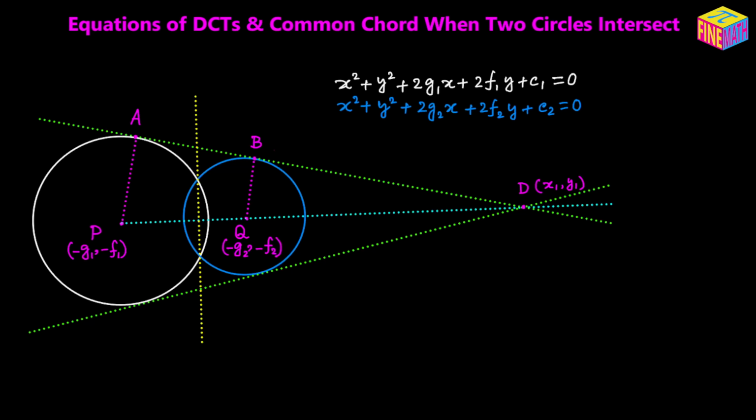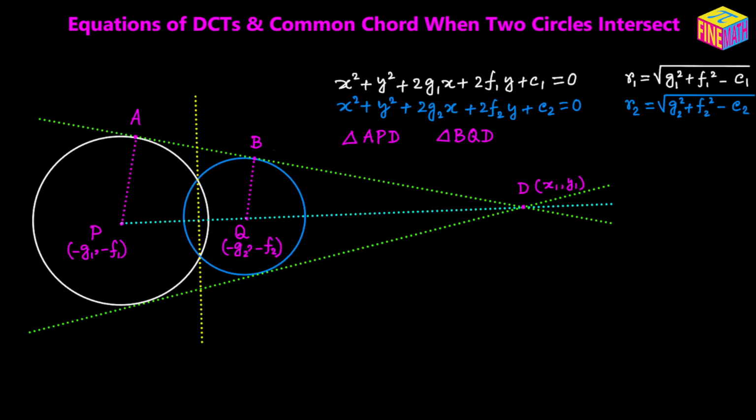Now, what would be the radius of the first circle? Well, from the given equation, we can say if the radius of the first circle is r sub 1, then it will be square root of g sub 1 squared plus f sub 1 squared minus c sub 1. And similarly, the radius of the second circle, if we assume it to be r sub 2, will be equal to square root of g sub 2 squared plus f sub 2 squared minus c sub 2.